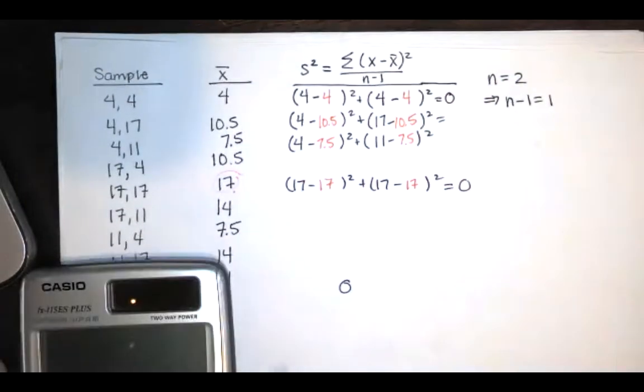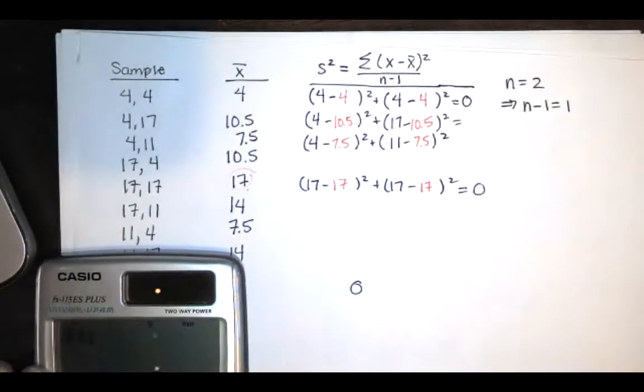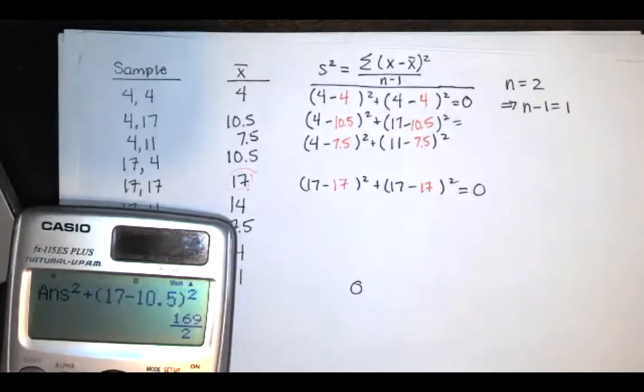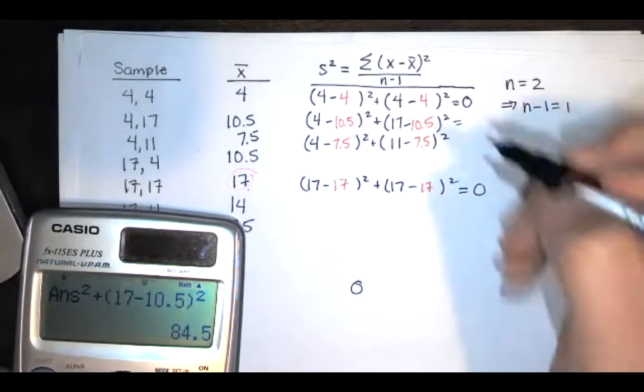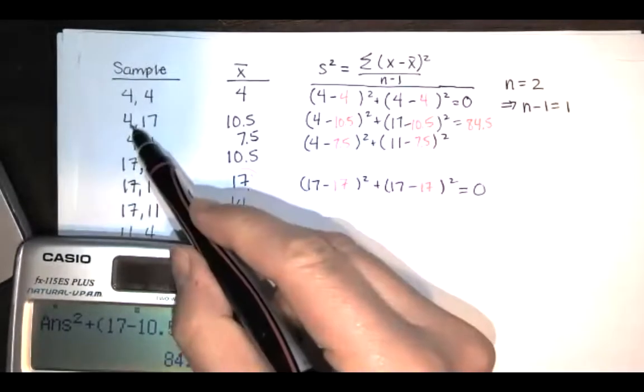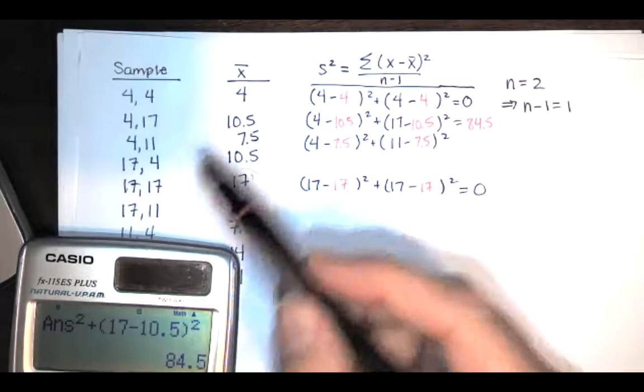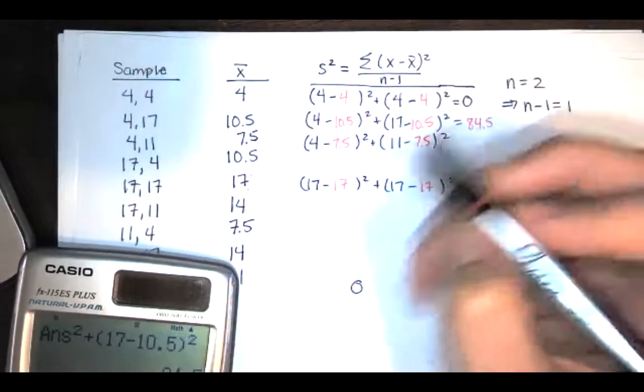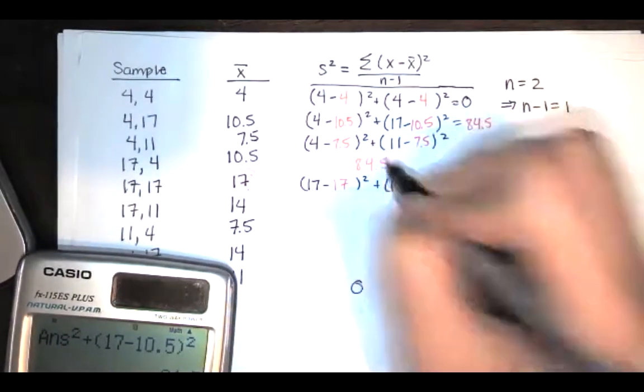Okay, so I get 4 minus 10.5 squared plus 17 minus 10.5 squared, and I get 169 over 2, which is 84.5. Now that was using a 4 and a 17, which had this mean. So when I use 17 and 4, I'm still going to get an 84.5.